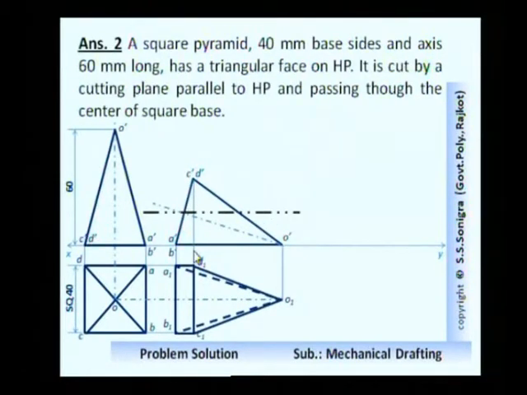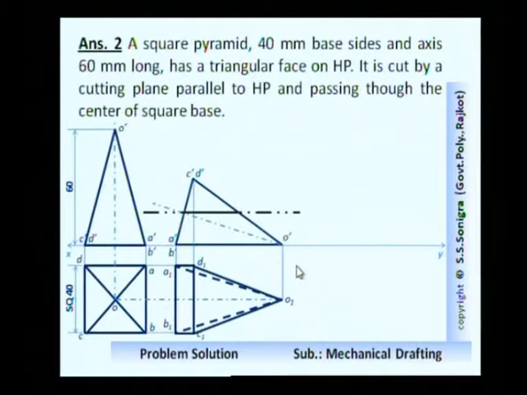This is the cutting plane which is parallel to the XY line and passing through the midpoint of the base. This is the midpoint of the base, and this is the cut portion. So this much line should be a full line, and on this side and on this side a long dash should be there, 2 small dashes and 1 long dash, to indicate that it's a cutting plane.